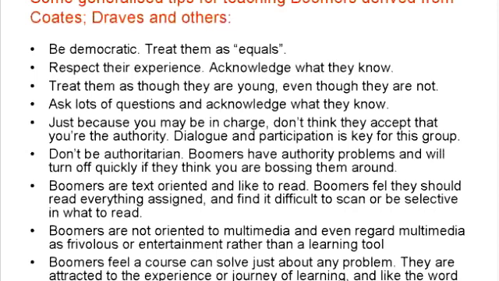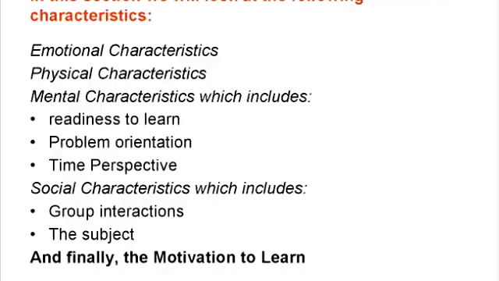and that is individual characteristics that interact and drive the adult learning process. So we're moving on to the second of our topics, the individual characteristics that interact and drive the adult learning process. In this section, we'll look at some of the following characteristics: emotional characteristics, physical characteristics, mental characteristics, and that will include things like readiness to learn, problem orientation and time perspective, social characteristics, and finally the motivation to learn.